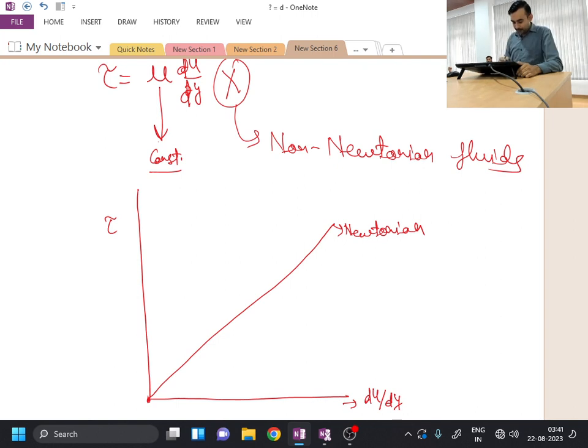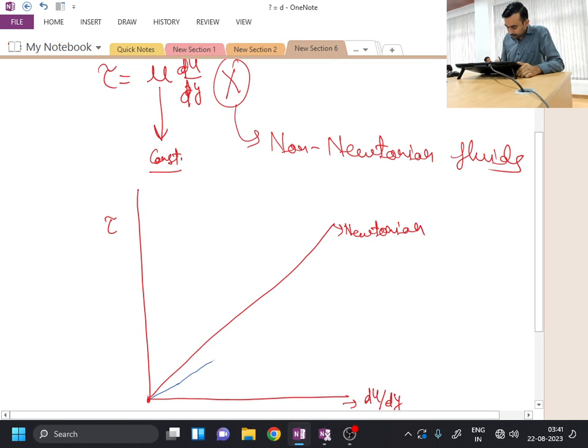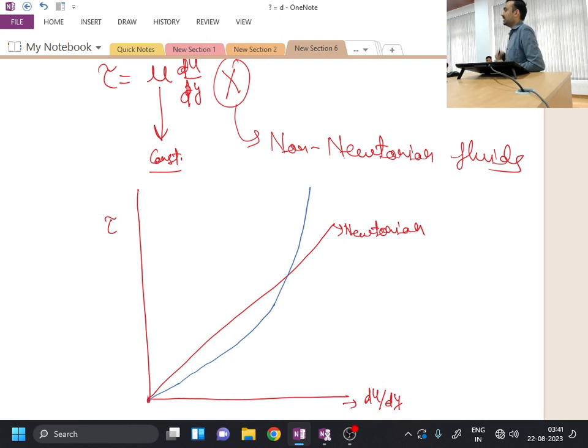So what will be happening in case of shear thickening or dilatant fluids? If you try to draw the stress strain relationship, you will be finding that it will be something like this. Whenever your rate of shear strain or velocity gradient is increasing, the amount of shear stress required to achieve some amount of rate of deformation is also increasing.